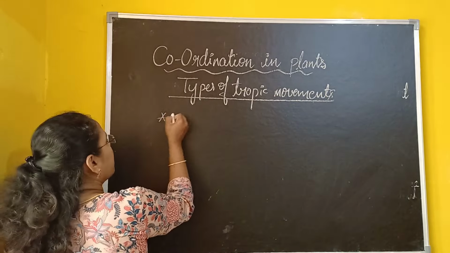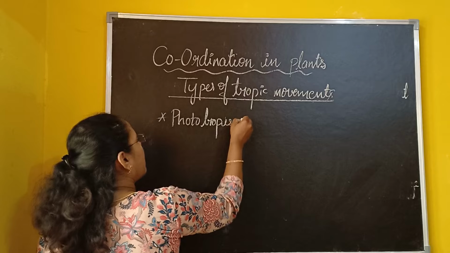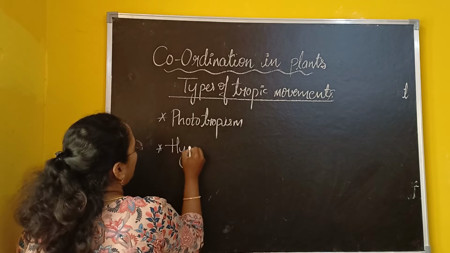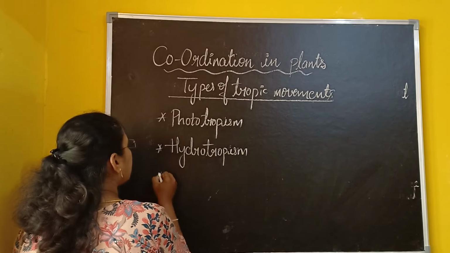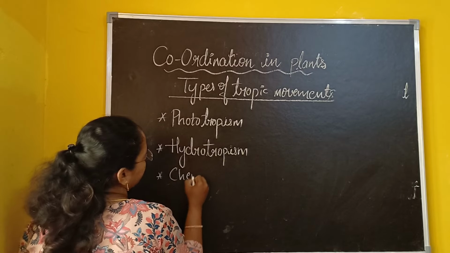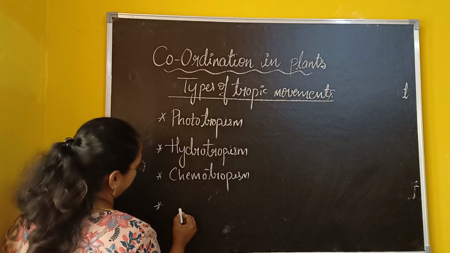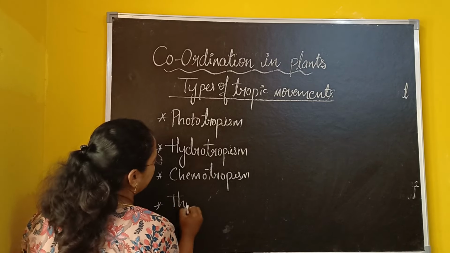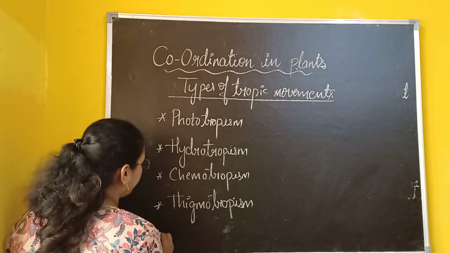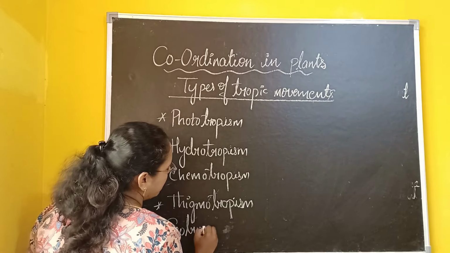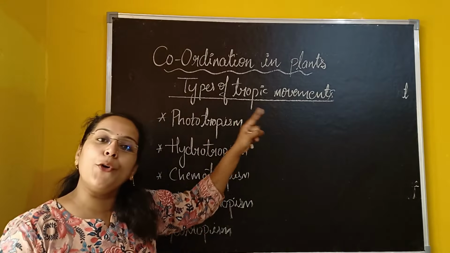The first type is phototropism. The second one is hydrotropism. The third one is chemotropism. The fourth one is tigmotropism. And the last one is geotropism. We can also call phototropism as phototropic movement.